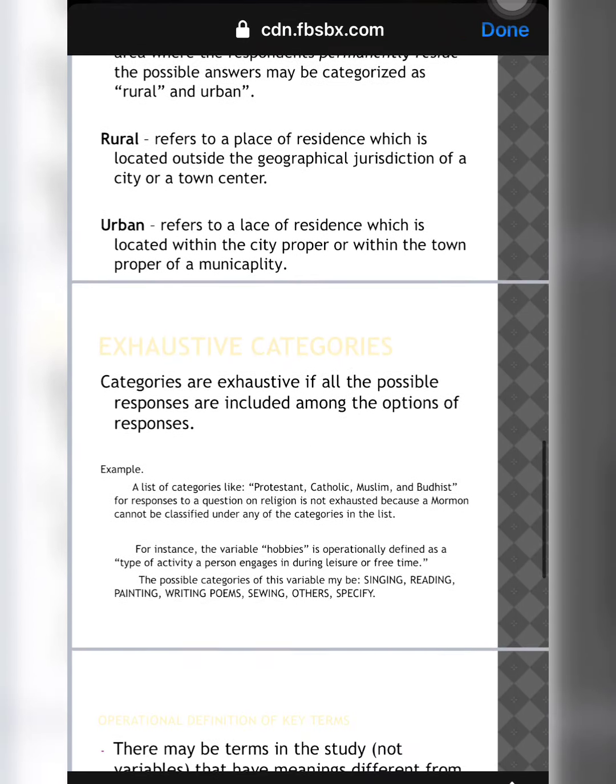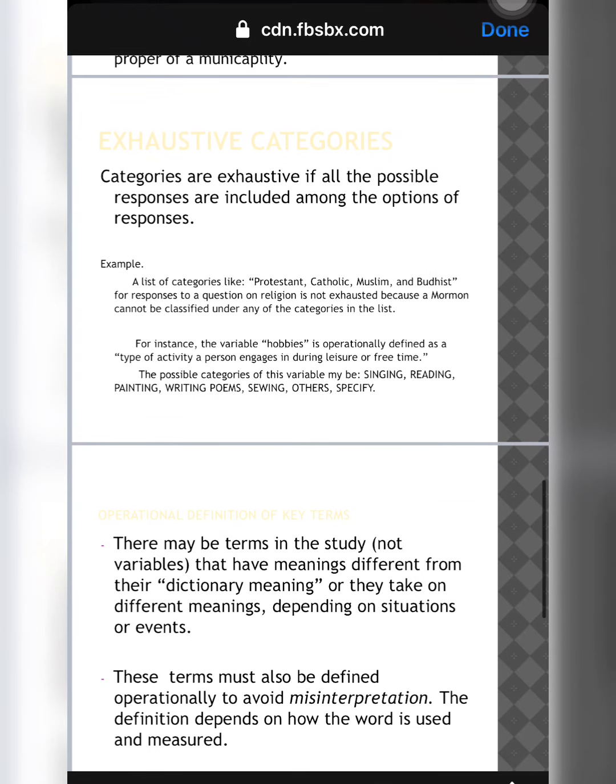So here we move to exhaustive categories. Categories are exhaustive if all the possible responses are included among the options of responses. For example, the answers to a question about religion are not exhaustive, because a Mormon cannot be classified under any of the categories in the list. A list of categories like Protestant, Catholic, Muslim, and Buddhist.